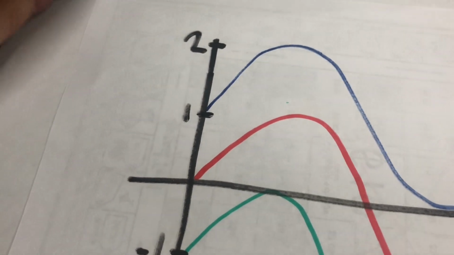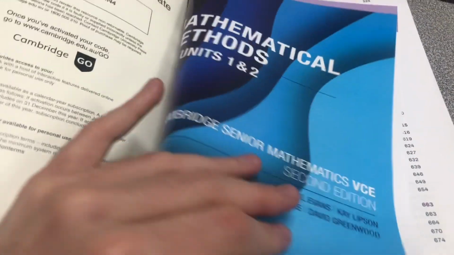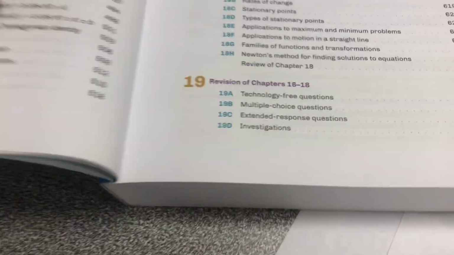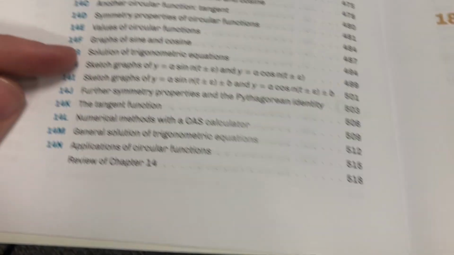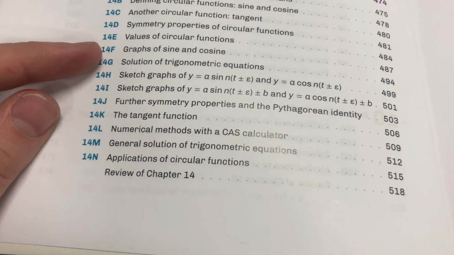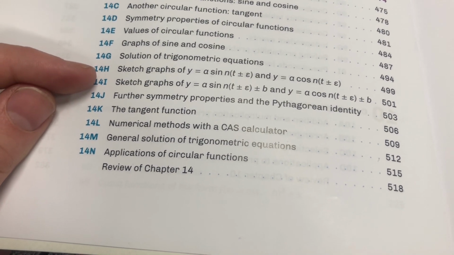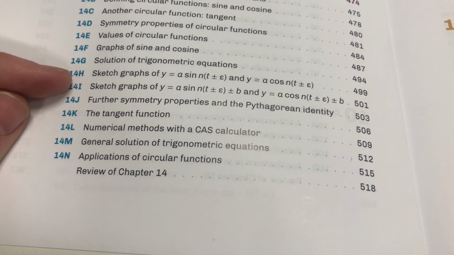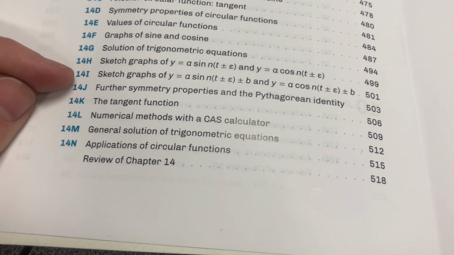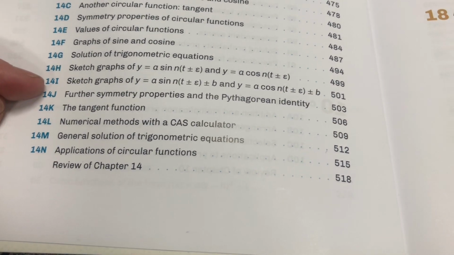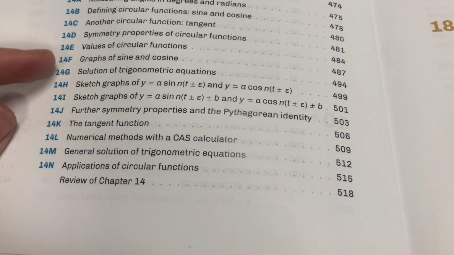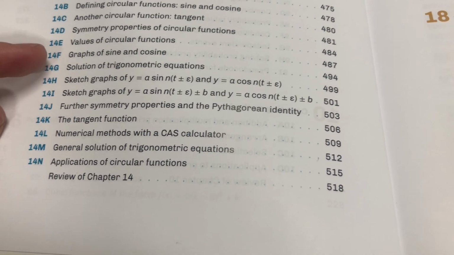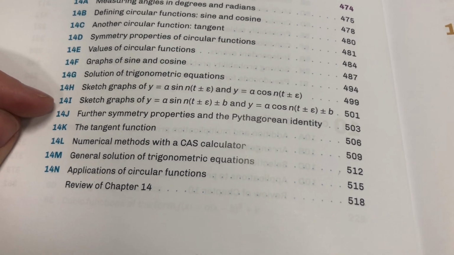This is all covered in our textbook. If we go through and we find it in our textbook, we've got circular functions. It's covered in 14f, so graph of sine and cosine. It's also covered in 14h, which is where we move it to the left or right, and 14i, where we move it to the left and right, and we move it up and down. So there's a lot of different things that we can go through. They're the ones that you want to work through if you want to get really good at graphing equations: 14f, 14h, and 14i.